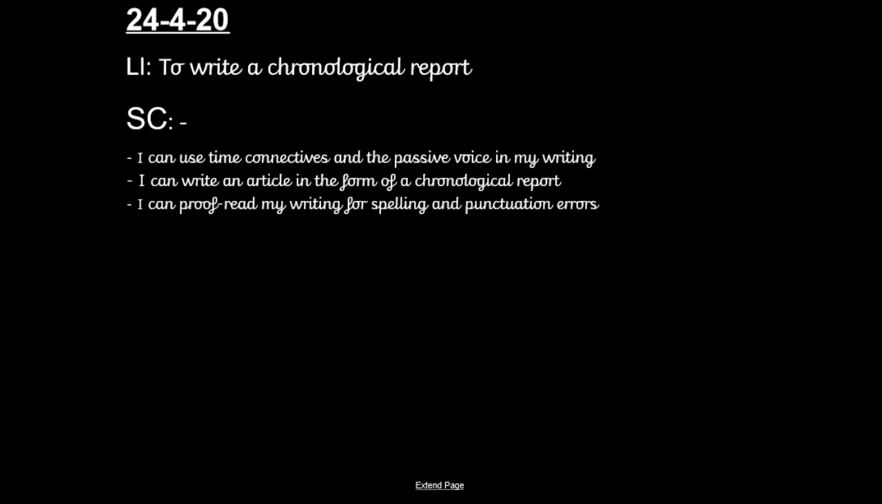It is the 24th of April today, and we are going to be looking at writing a chronological report. Now, this is the final lesson of the week, but it's also the final lesson of our unit. So we're going to round it off nicely by showing what we have learnt by writing a short chronological report.